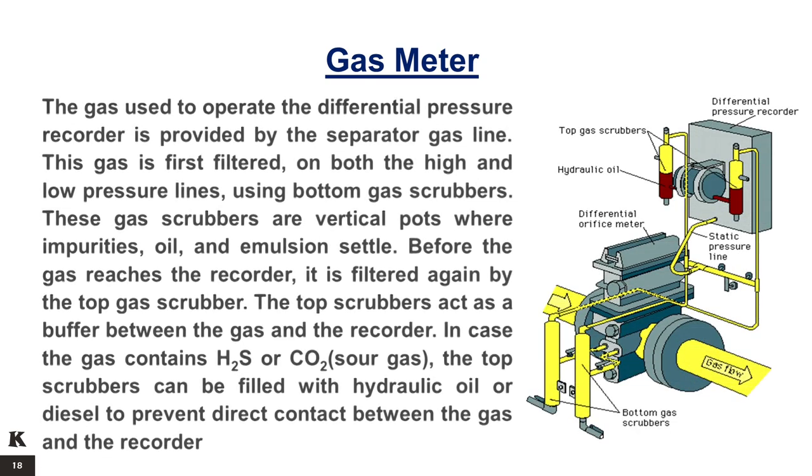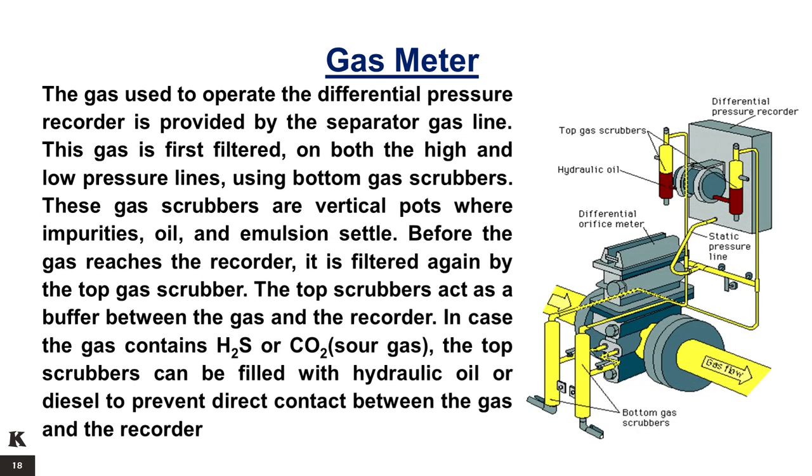The gas used to operate the differential pressure recorder is provided by the separator gas line. This gas is first filtered on both the high and low pressure lines using bottom gas scrubbers. These gas scrubbers are vertical pots where impurities, oil, and emulsion settle. Before the gas reaches the recorder, it is filtered again by the top gas scrubber. The top scrubbers act as a buffer between the gas and the recorder. In case the gas contains H2S or CO2, sour gas, the top scrubbers can be filled with hydraulic oil or diesel to prevent direct contact between the gas and the recorder.